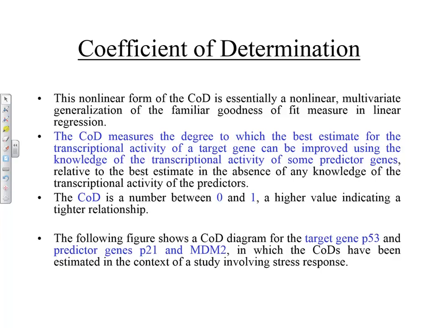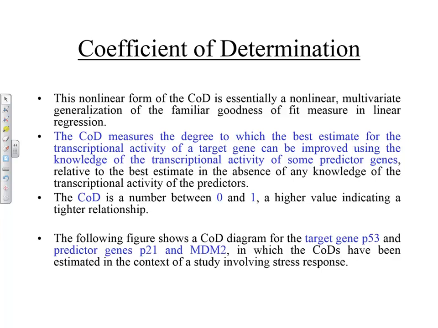Right? So if you don't have any side information, what's the best you can do? With side information, can you do any better? And the extent to which you can do better is quantified by the COD. So the COD is a number between 0 and 1, a higher value indicating a tighter relationship. And I already made that argument before.